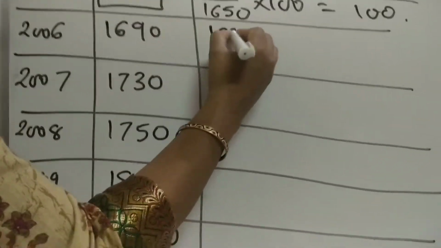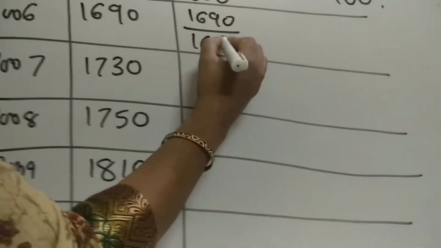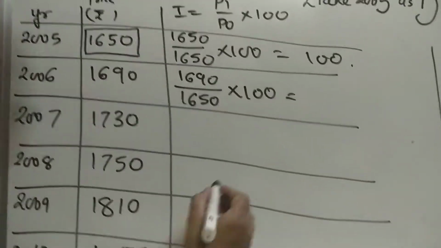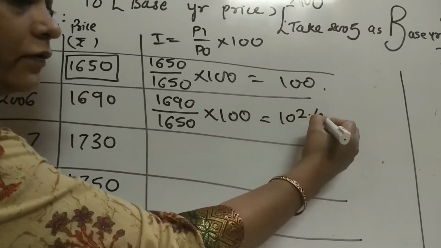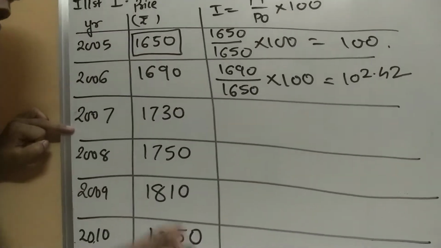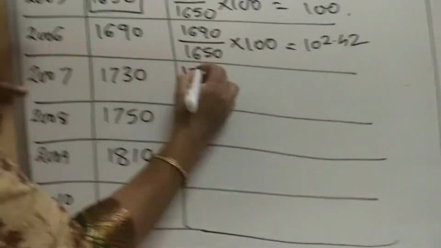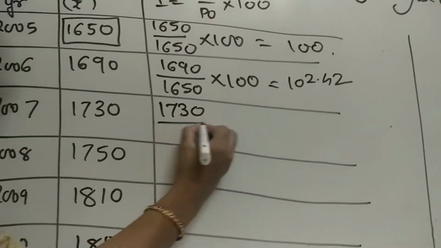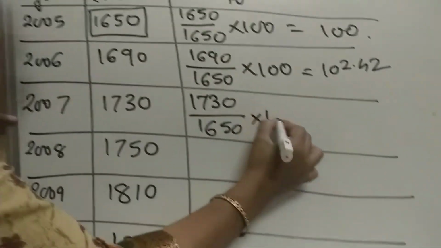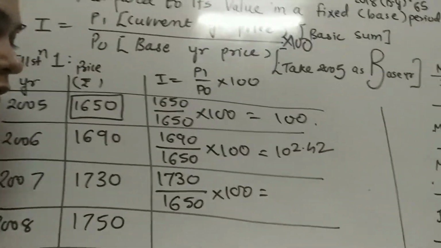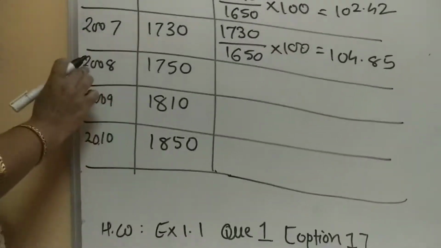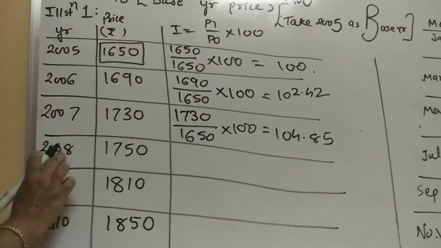Now 2006. Current year 1690, base year 1650 into 100. So what is the answer? 102.42. Now 2007 will become my current year. What is its price? In place of P1, 1730 upon base year, again 1650 into 100. Answer would be 104.85.